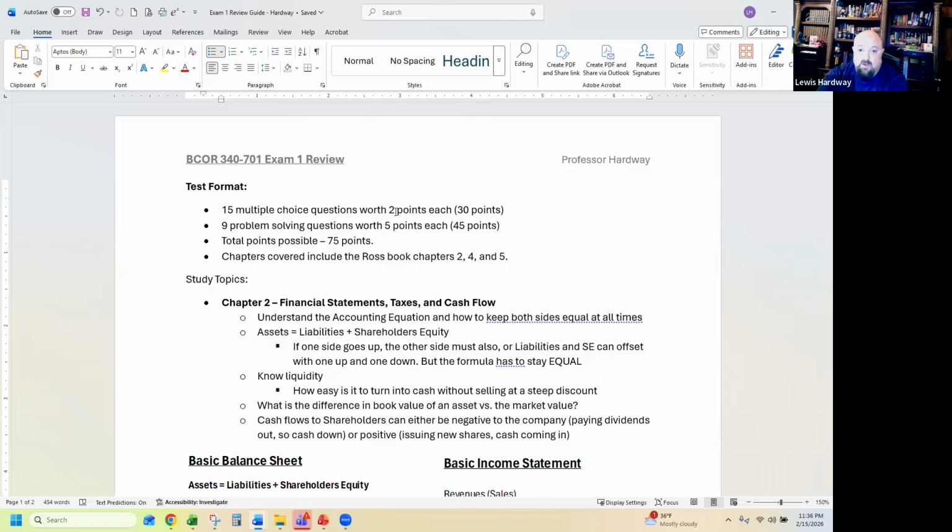The 9 problem-solving questions are the ones that you can submit corrections for. There will be no makeup or corrections for the multiple choice questions. They're not really what we're focusing on with that task. We're focused on the ones where you have to do some sort of work to get there, which you can show me on paper. So that's the basic format.